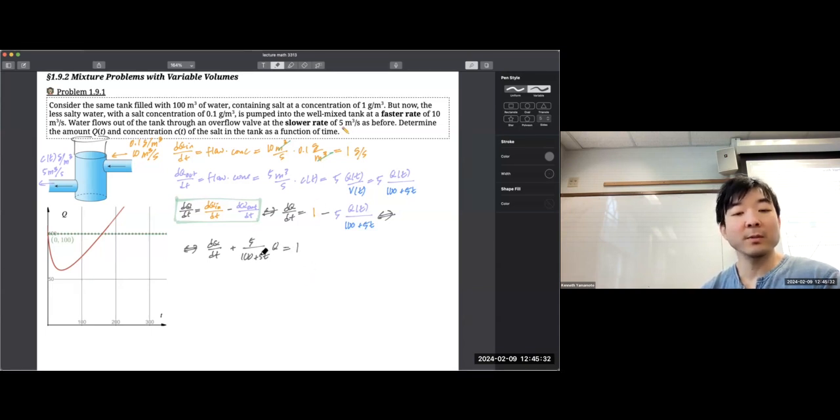For the 5 over 100 plus 5t, you could just factor out a 5 on the bottom and then cancel with the 5 on the top. So this will end up being the same as dQ over dt plus 1 over 20 plus t, because after you pull out a 5, times Q is equal to 1. So this is the simplified version.